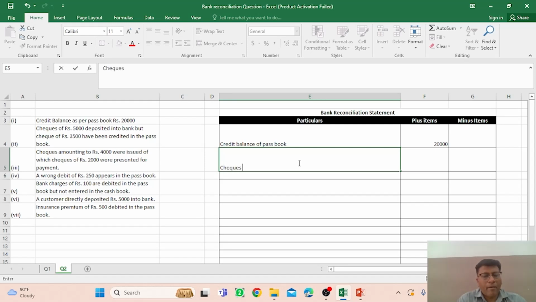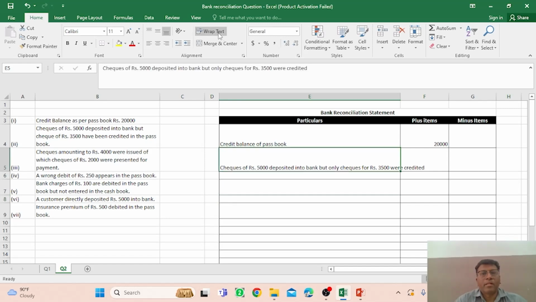So you have to mention this particular entry or transaction: checks of rupees 5,000 deposited into bank, but only checks for rupees 3,500 were credited, right? So this is the particular transaction.